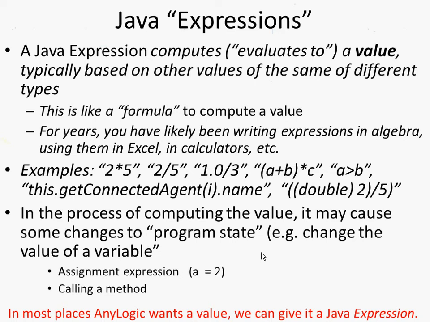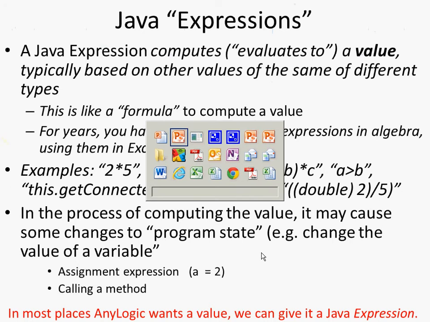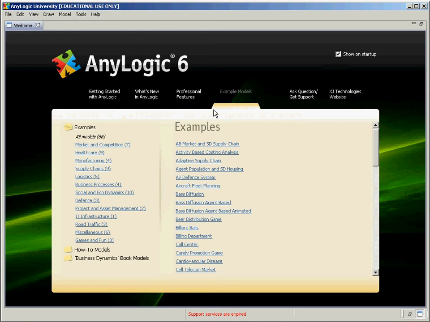Calling a method is also something, so calling this function can do a lot of work. It may change what's shown on the screen or what have you. One of the reasons I'm telling you this about Java expressions is because there's a lot of places in AnyLogic where it wants a value. You need to tell it a value, and in general you can put an expression there instead, okay?